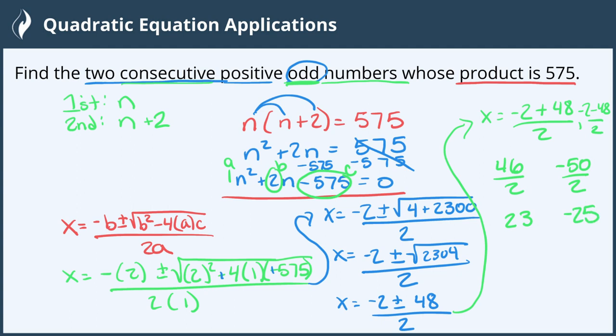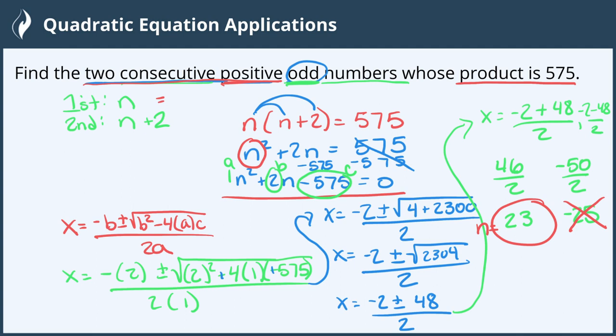And now let's go back to our instructions. It said two consecutive positive odd numbers. So negative 25 will not be one of our solutions. So we're going to go to the answer of 23. And this is x equals, or in our case, the variable we have is n. So this is n equals 23.